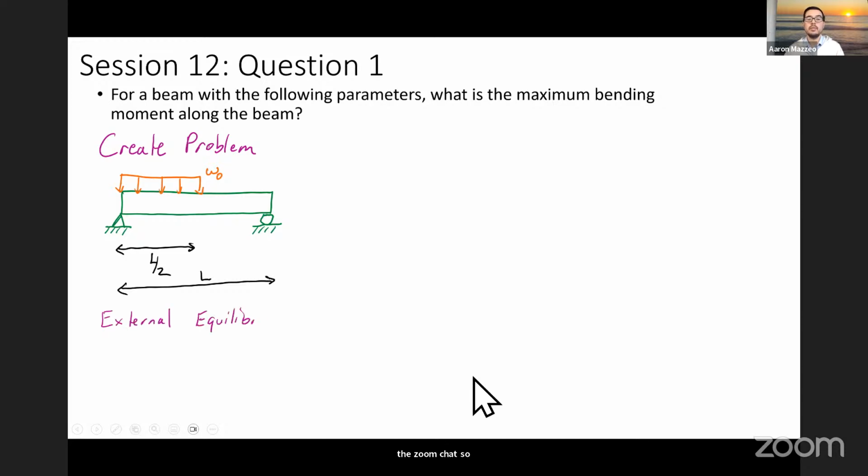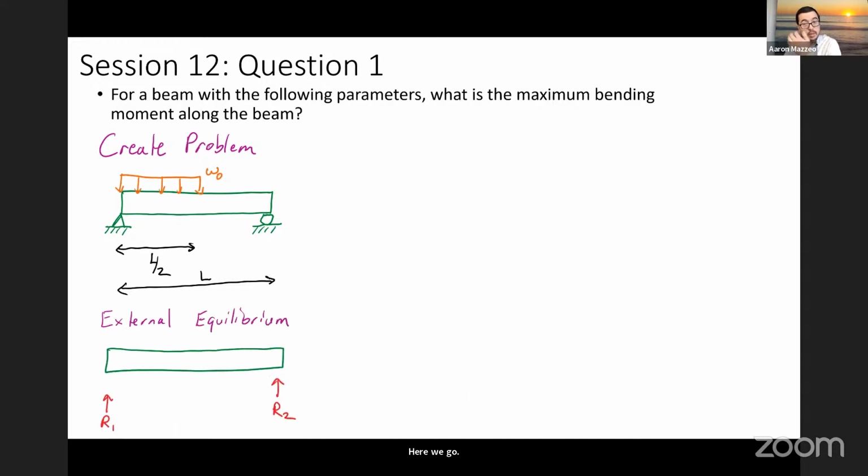Here we go. With external equilibrium, we can go ahead and draw the simple reaction forces on each side. And we can draw that we have a concentrated force associated with this w naught. This is the magnitude, that's not the moment. Because the distributed force is acting across only half of the beam, it's going to be w naught L over 2. And the effective, resultant force is acting at L over 4.